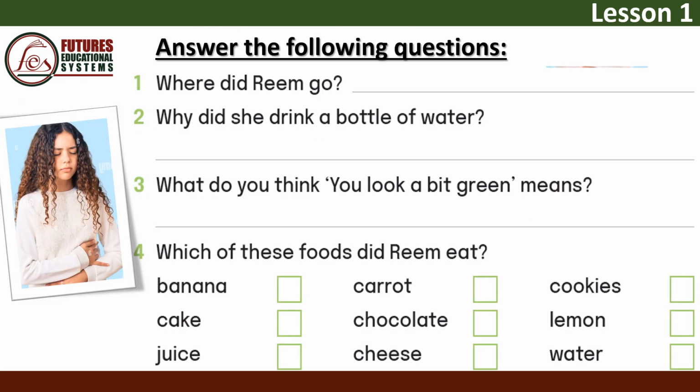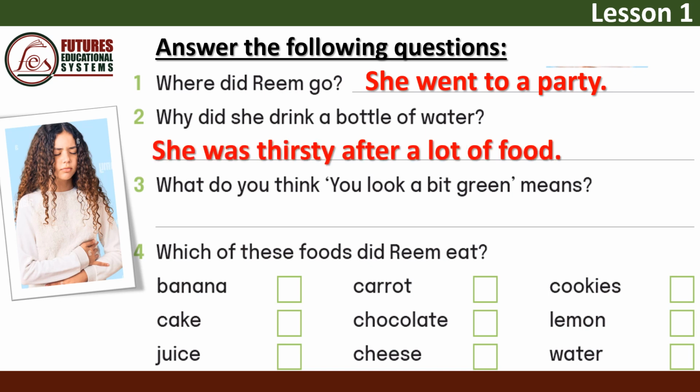Oh, so if we're talking about this girl and she's not feeling good, why do you think that? Okay, because she ate a lot of food. Now let's answer these questions together. Where did Reem go? She went to a party. Why did she drink a bottle of water? Yes, if you remember, she was thirsty after a lot of food. After she ate all of this food, she was thirsty.